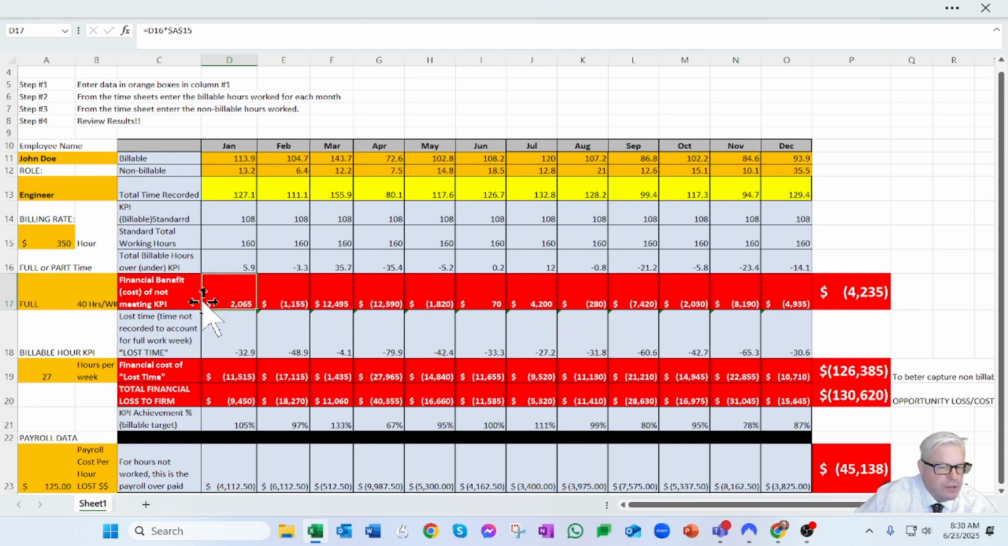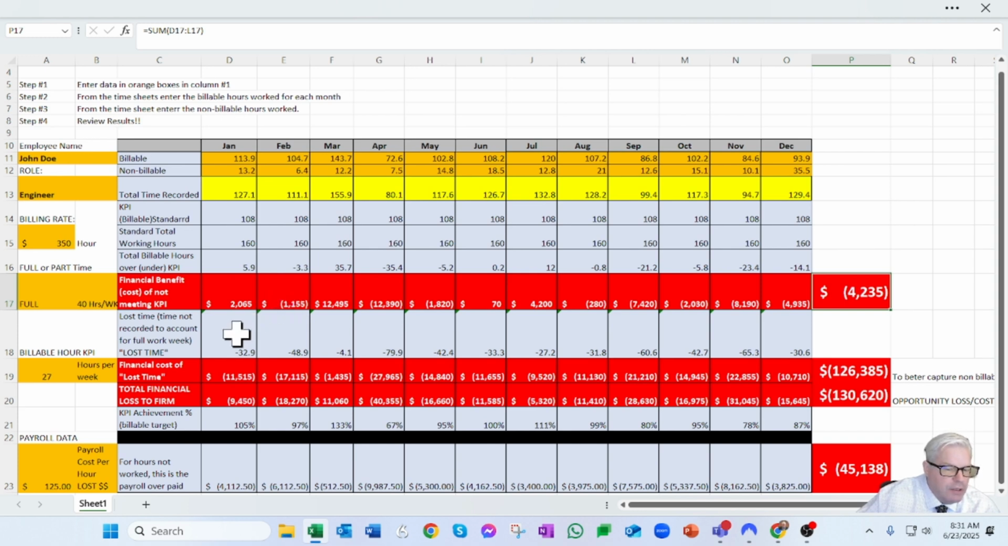That is the first component of the analysis, this red bar, to determine whether or not there's a cost or a benefit for achieving the KPI. During the course of the year, based upon the fact pattern I've mapped out here, this was for an actual engineering firm I was working with, they actually had a loss of $4,235 from KPI achievement. During the course of the year, this person would not probably be eligible for bonusing because they failed to meet the KPI. Let's move on to the next data point.